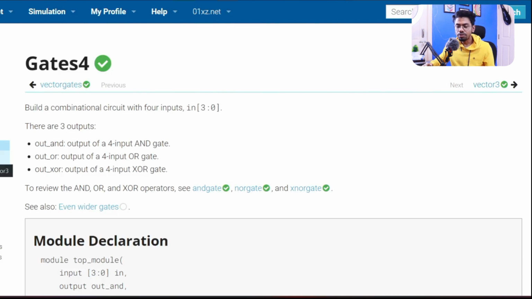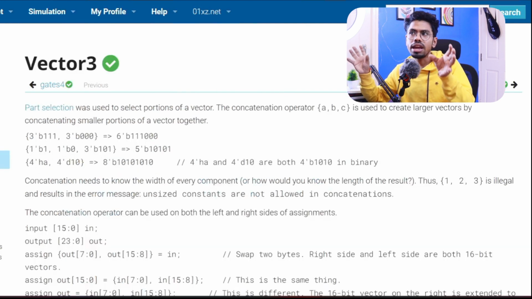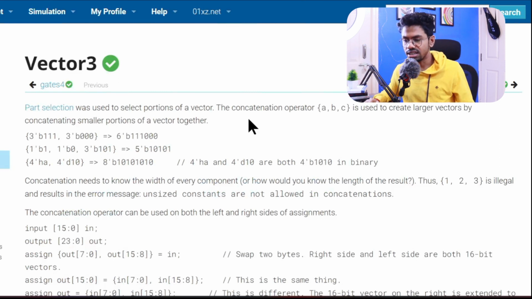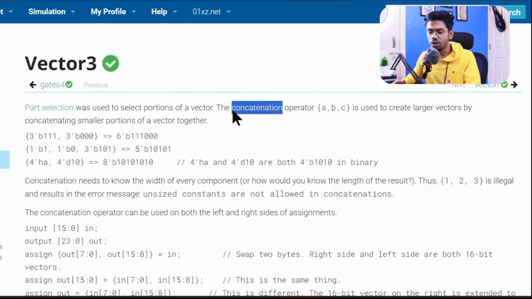So the first topic for today is vector concatenation. From the name only you can know: concatenation means if you have some slices and you want to combine them, then we call that concatenation. Pronunciation I'm not sure about, but that's the thing. I hope you are getting it.